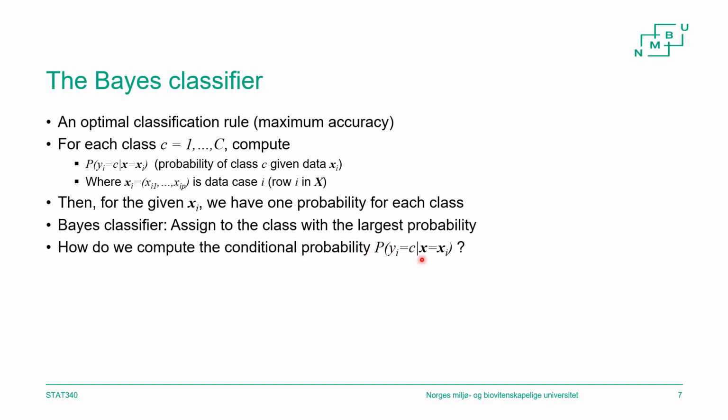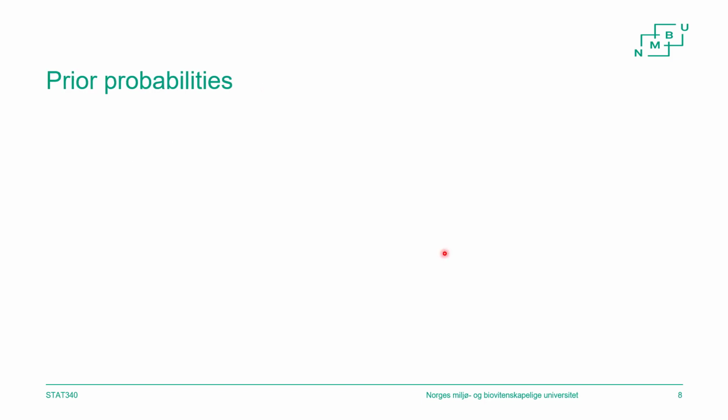So how do we actually compute this conditional probability here? Because it's a conditional probability, right? Probability of the class conditional on the data. So that's what we will see now, one way of doing it at least. But before we start on the LDA, let's talk a little bit more about the theoretical foundation here.